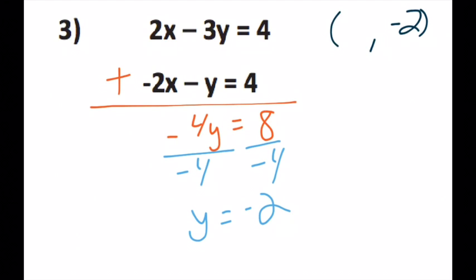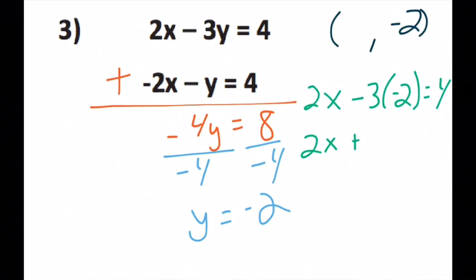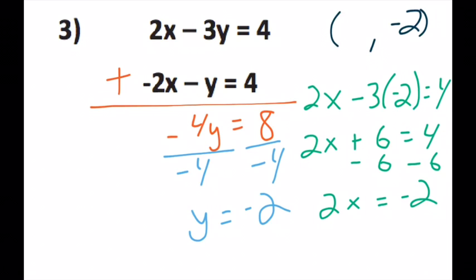Now I want to find my x value. I'm going to go ahead and just use the first equation and plug it back in. So I have 2x subtract 3 times -2 equals 4. Now it doesn't matter which equation I plug it back into, I'll get the same answer. But I just chose to do the first one. 2x plus 6 equals 4. Subtract 6 from both sides, and I get 2x equals -2. Divide both sides by 2. X equals -1. So I know my x value in the point is -1.